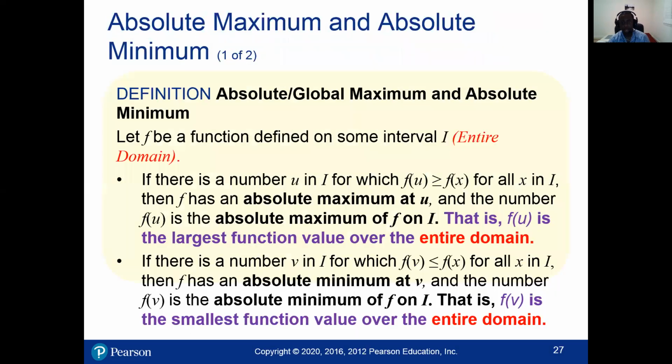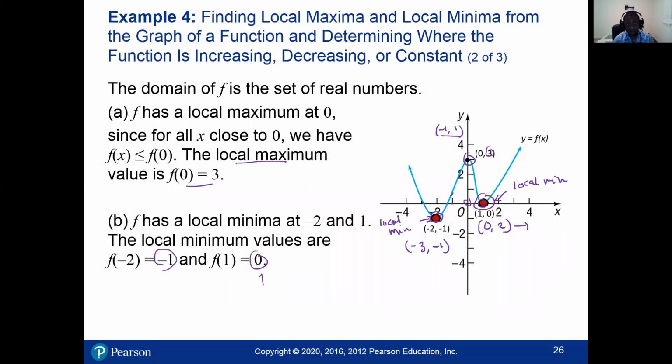All right. Now here's a definition for absolute, which is also the same as global. Global maximum or global minimum. Now it says that a function f is defined on some interval, and here I want you to note it is over the entire domain of the function. If I go back to this, the domain of this function is negative infinity to positive infinity. That's the domain of the function.